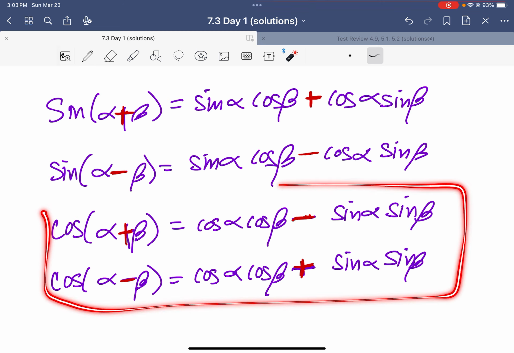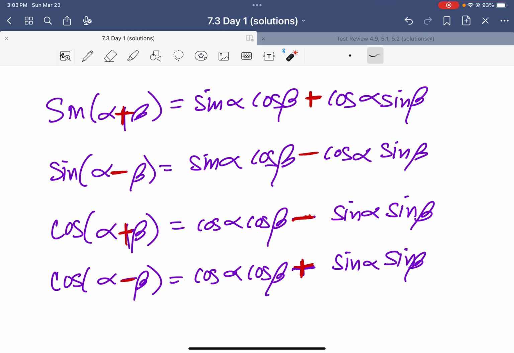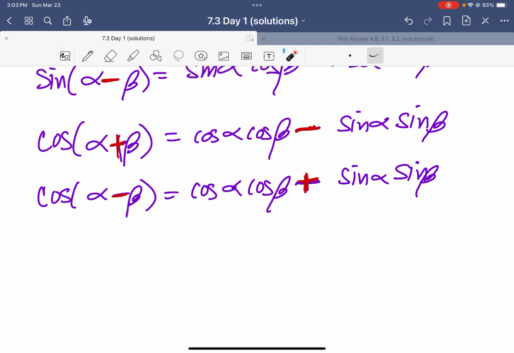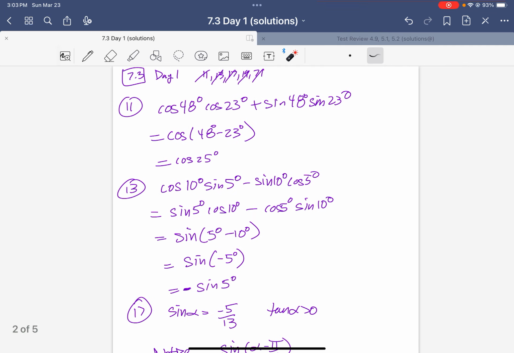For the cosine of a sum or difference, cosine is always cosine, cosine, sine, sine. But since this is not S, this and this are different. So the plus gets a minus in the middle. And then for cosine of alpha minus beta, it's cosine, cosine, sine, sine. So this minus becomes a plus. So using those formulas, we go to work.